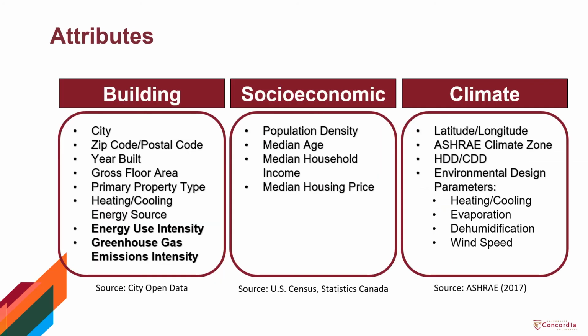From the open data portals, we obtained 6 attributes regarding the building itself, as well as 2 target energy and emissions variables for approximately 1 to 5,000 buildings per city. To better contextualize the building energy use, we use the zip or postal code for each building to extract 4 socioeconomic attributes from public government data, while 12 regional climatic attributes were obtained from ASHRAE standards.